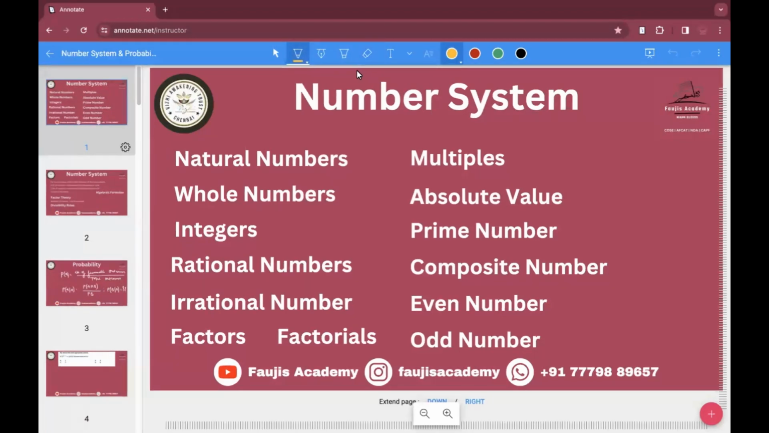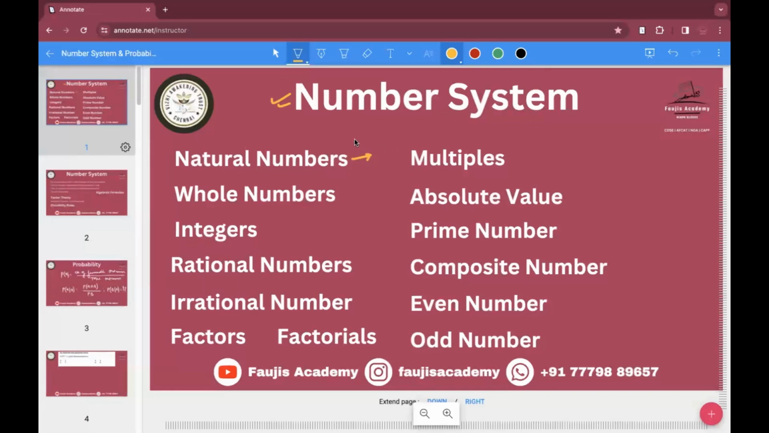And as I've been telling you all, today we'll be studying the number system, right? In the number system, there are a few types of numbers which we want to understand. So the first one is the natural numbers.